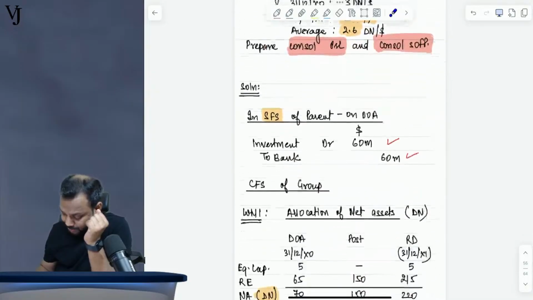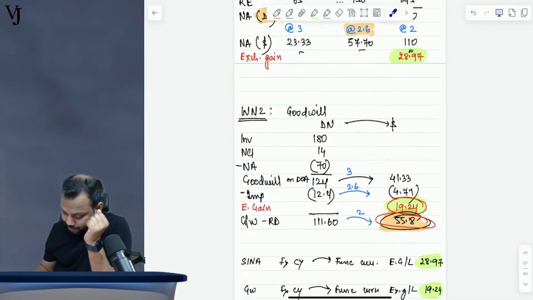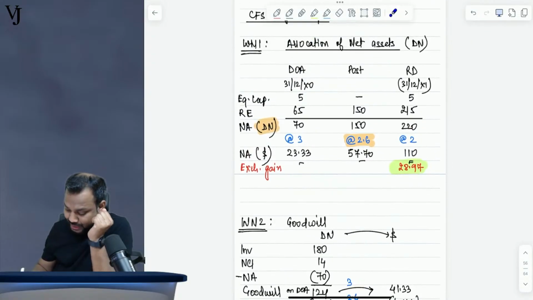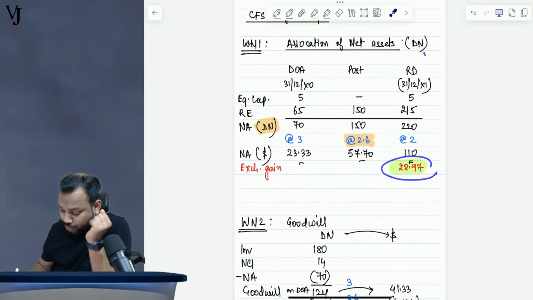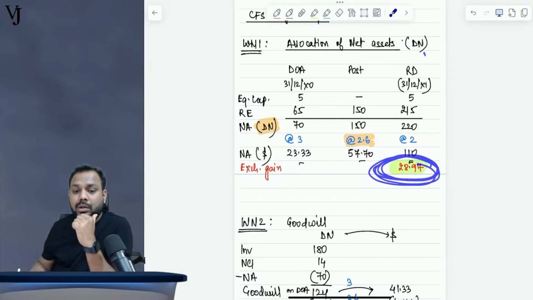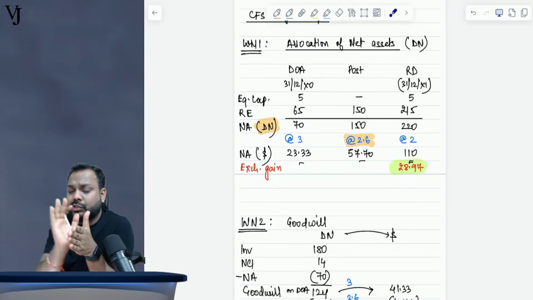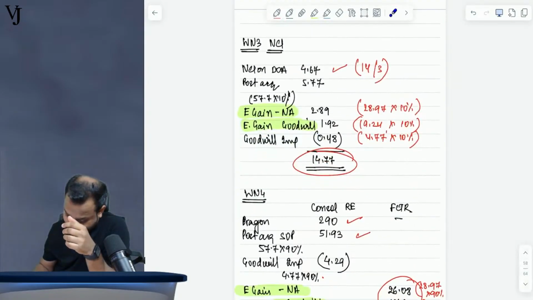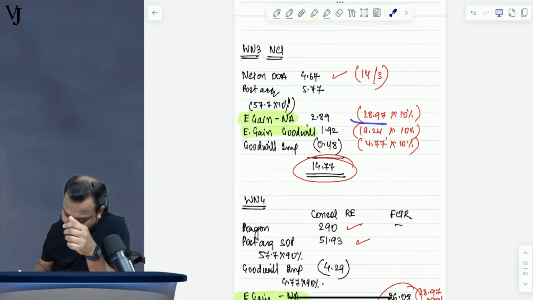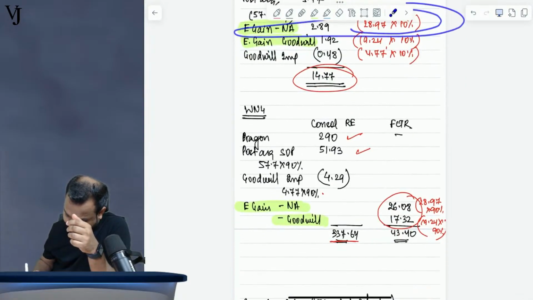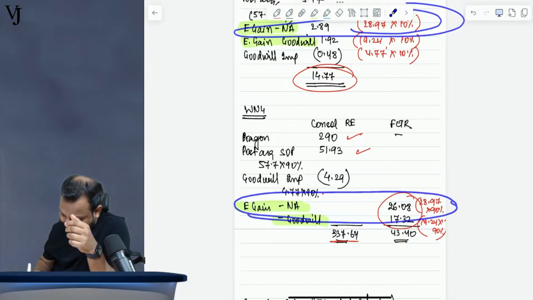Now let's see the treatment of exchange gain or loss. The exchange gain on net assets is 28.97. So irrespective of whether NCI is at proportionate share or at fair value, this exchange gain or loss will be recognized in parent and NCI in the ratio of their shareholding. See, NCI share is 10% of 28.97 and parent's share is 90% of 28.97.